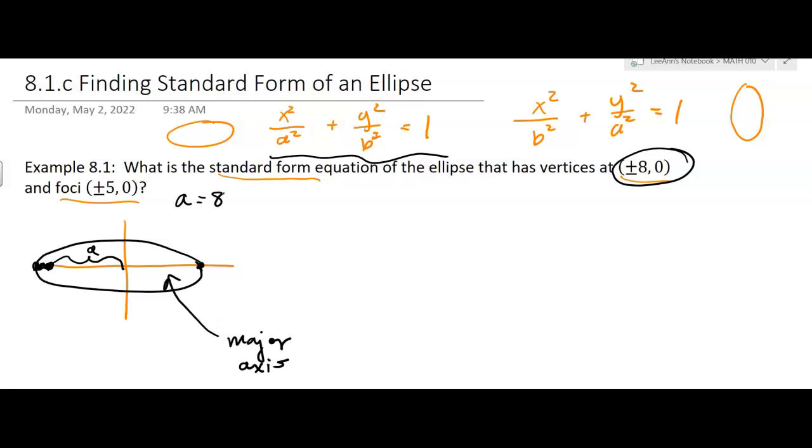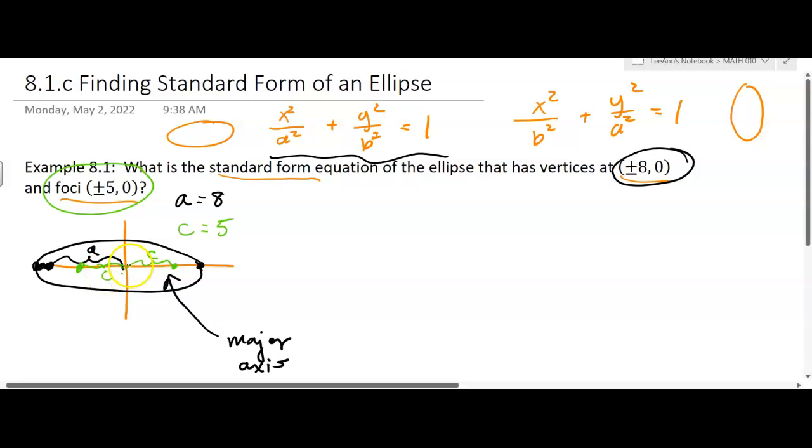You might say, well, great, I know everything. I can just write that standard form. We don't know B, but they didn't tell us B. They didn't tell us the co-vertices, but they tell us C, the foci. So they're at 5 here, okay? So this distance right here is C. C is 5. And there's one on the other side. I didn't draw both sides, I was trying to keep it a little bit clean, but you have C going both directions for another focus point there. And then there's also a distance of A here to the other vertex as well.